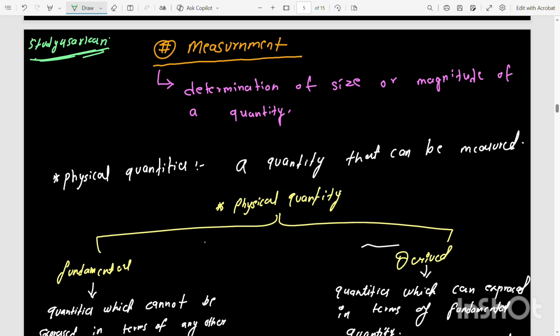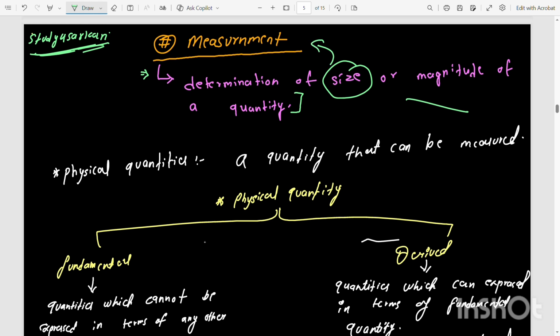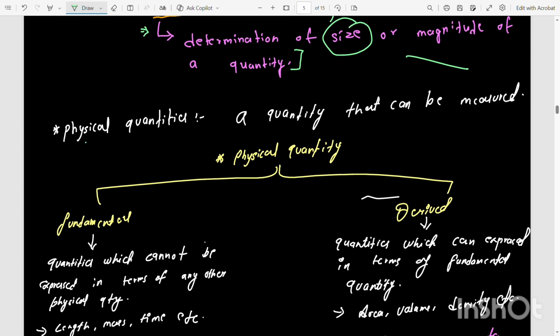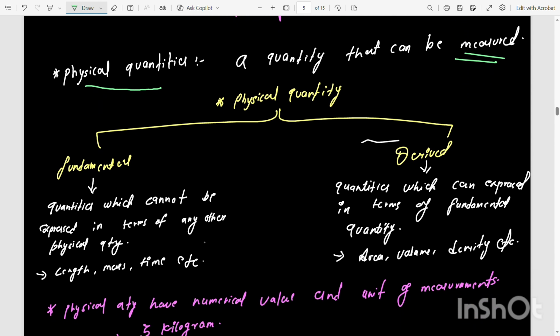So now, what is meant by measurement? Measurement is the determination of size and magnitude of a quantity. So the determination of size or magnitude of a quantity is known as measurement. In measurement, we have to study firstly physical quantities. What is a physical quantity? A quantity that can be measured. The quantity which can be measured is known as a physical quantity, and the physical quantity is classified into fundamental quantity and the second one is derived quantity.